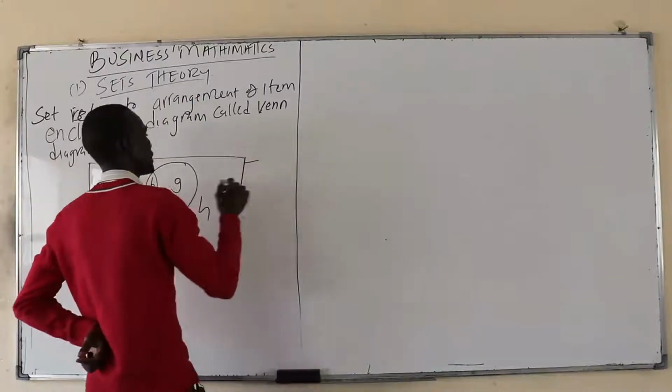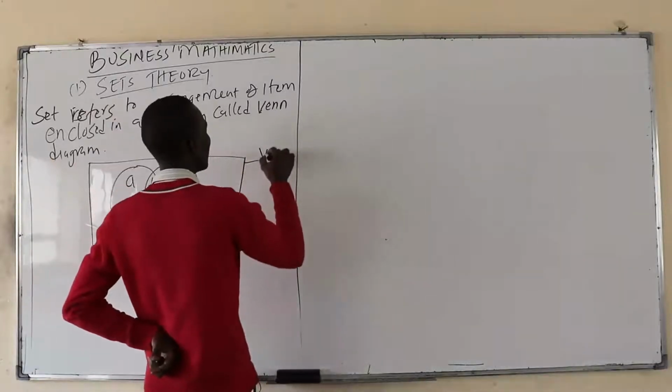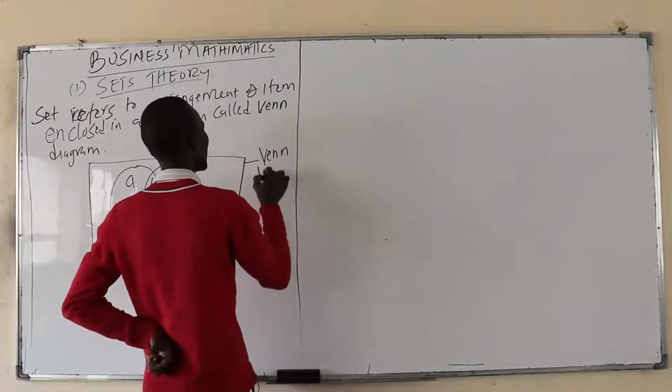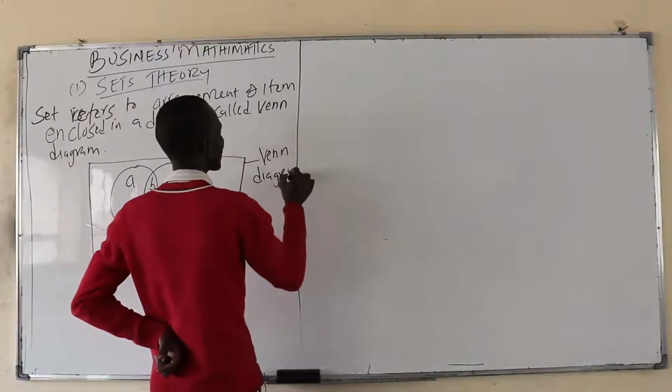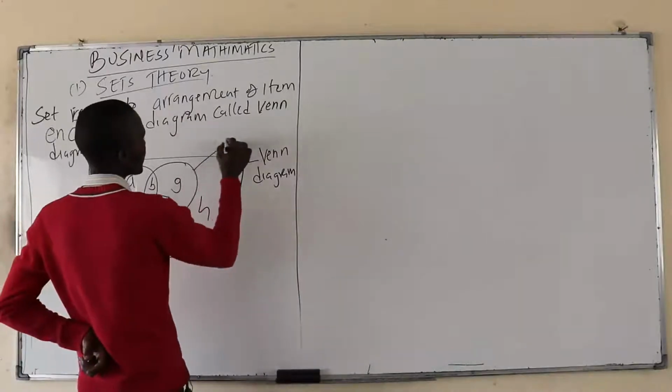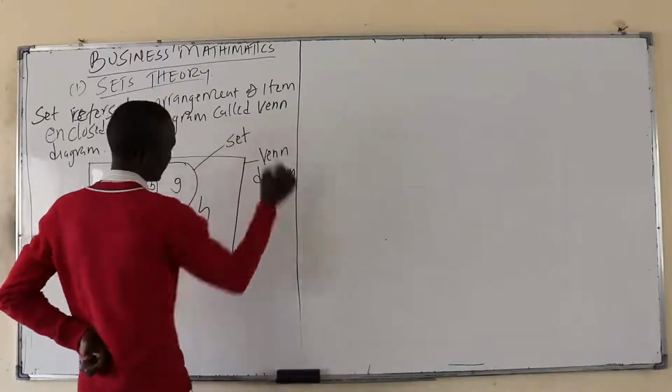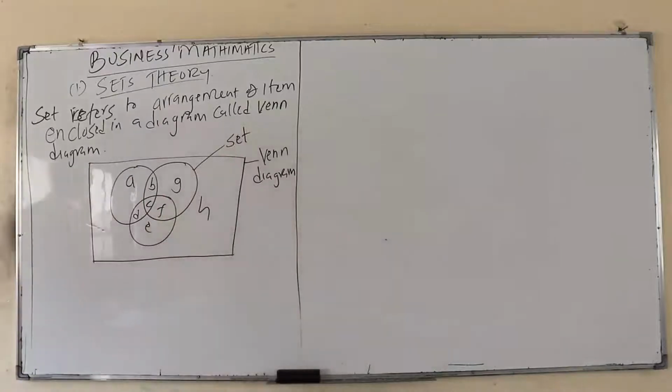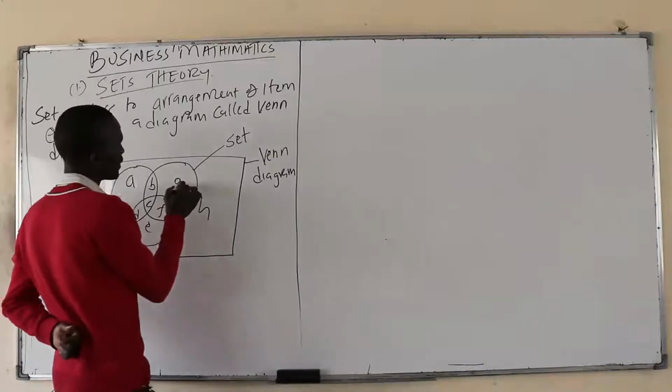As you know, this comprises sums. It has almost 10 to 11 topics that we have to cover so that we cover the entire syllabus. So let's start with the first topic, set.